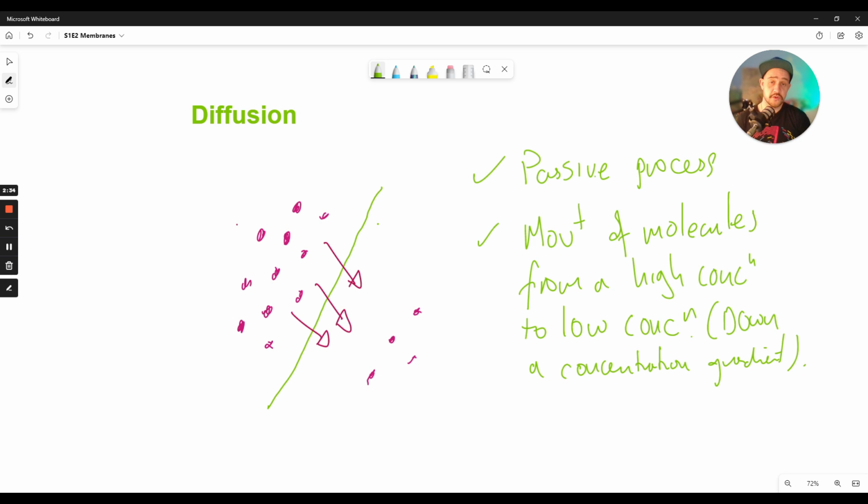Okay, so diffusion then, very simple. It's passive. It's any molecule. It doesn't actually need to occur through a membrane. So if you spray some deodorant in the corner of the room, the scent will diffuse across the whole room. It doesn't need a membrane. But in biology, it often does, of course, occur across a membrane. And it's a movement of molecules from a high concentration to an area that is a low concentration.